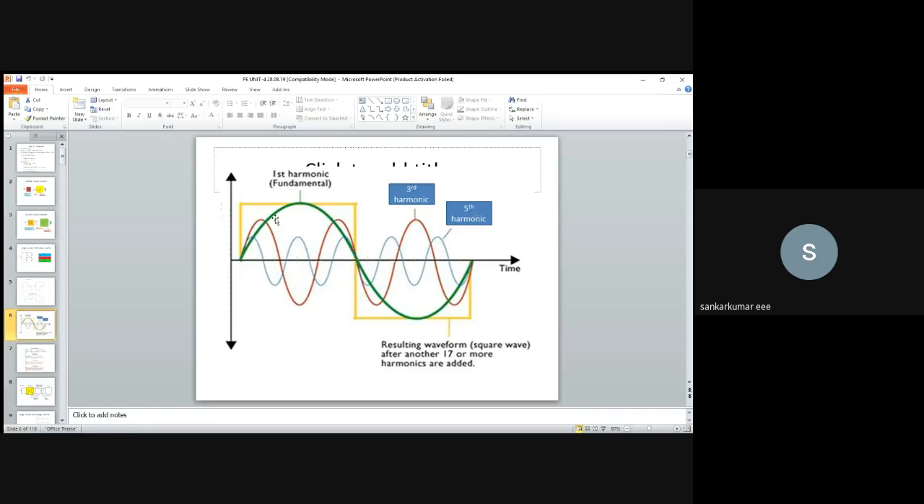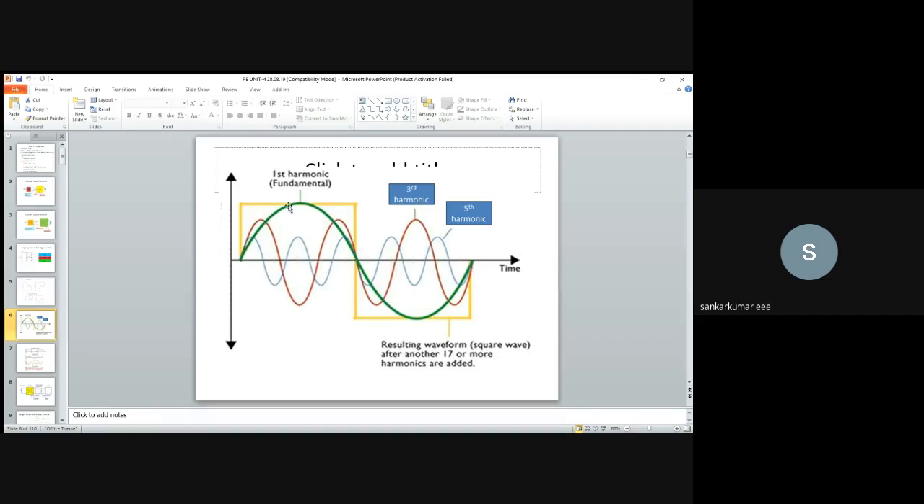So this will be completing one cycle, that is 50 hertz. Before this, the third harmonic will be completing its three cycles. So it can be considered as third harmonic or 150 hertz output. And in addition to that, fifth harmonic will also be generated. It will complete five cycles before the completion of a single 50 hertz supply.